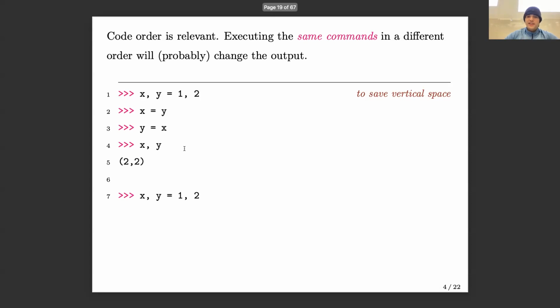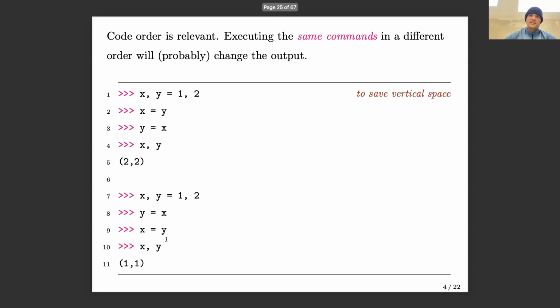Okay, I'm going to do the same thing, but I'm just going to permute line 2 and 3. I'm going to say y gets x, and x gets y. Now what are the values of x and y? Well, let's walk through it, right? x gets 1, y gets 2, y gets 1, and then x gets y, which is 1. So both of these things are 1.